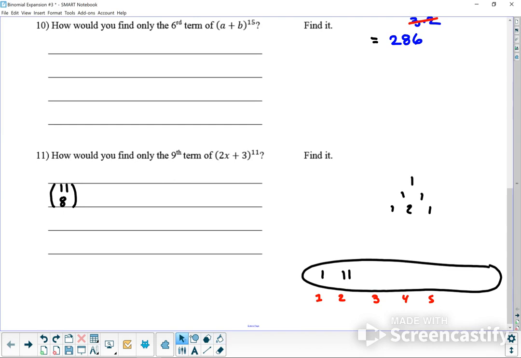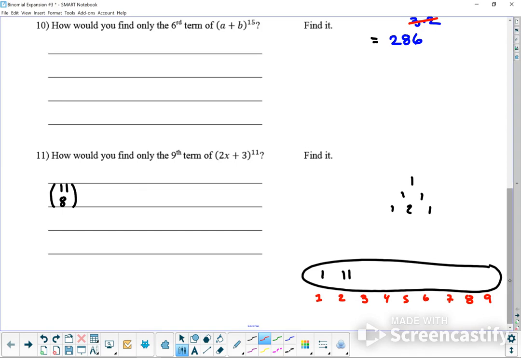Okay. Second term, third term, fourth term, fifth term. Sixth term, seventh term, eighth term, ninth term, right? So if we want the ninth term, which is this one over here, okay, and that wouldn't even be it. But if we want the ninth term, it would actually have to be.